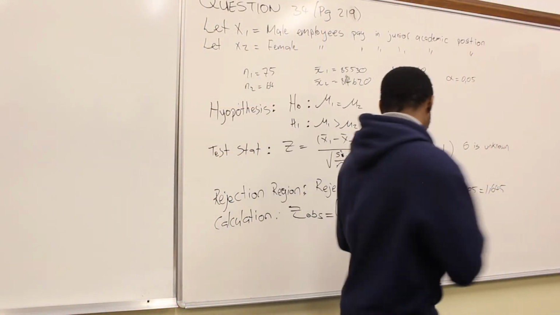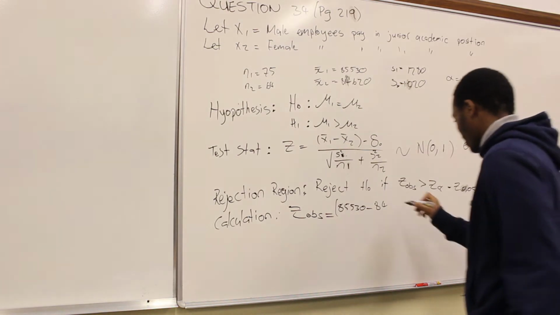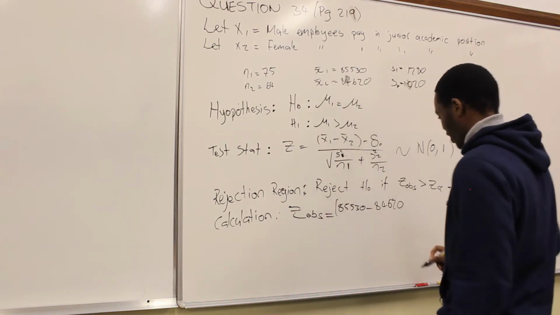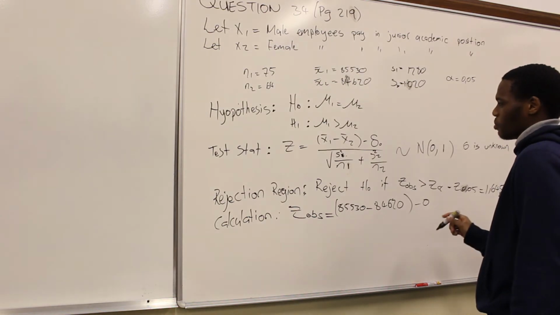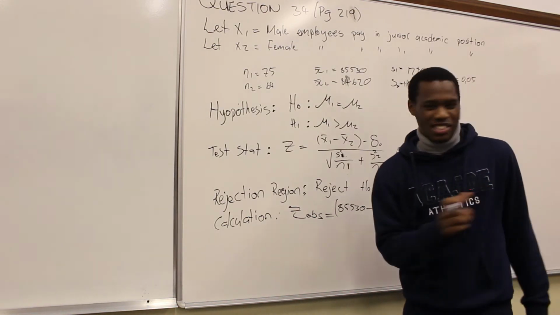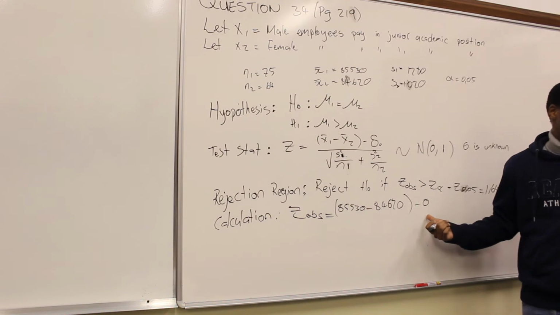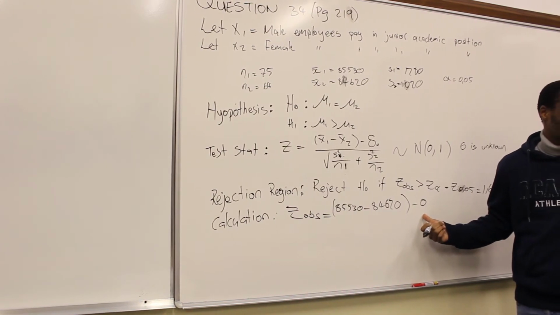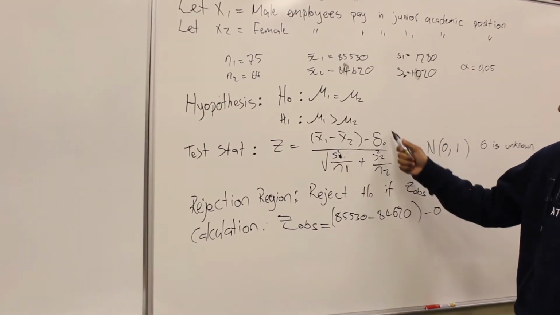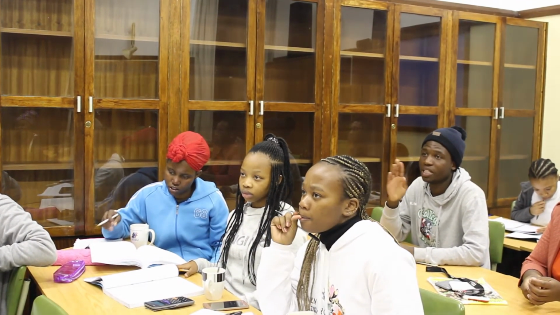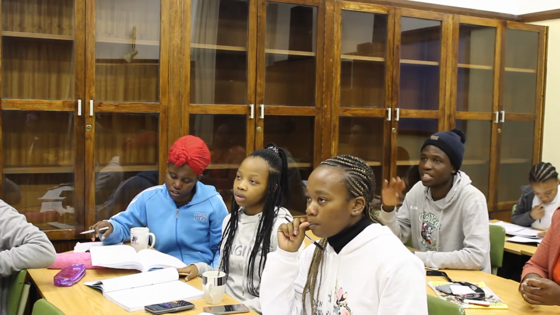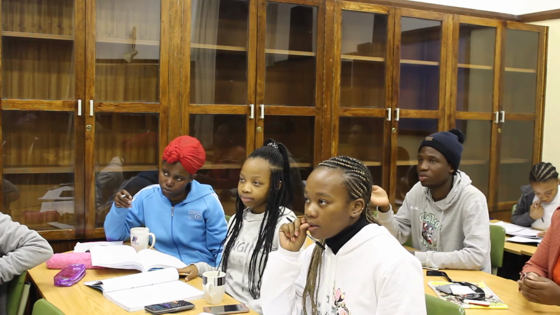Okay, so let's carry on with this question here. This is 0 for some reason. Can I ask why this is 0? Because H0 says mu 1 equals mu 2, that means they are equal, so mu 1 minus mu 2 will be 0.